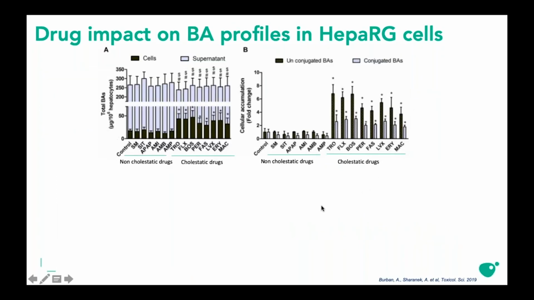To study the accumulation of toxic bile acids in the liver in drug-induced cholestasis, a study using a large set of cholestatic and non-cholestatic drugs investigated the accumulation of bile acids in HepaRG cells after 24-hour exposure to a mixture of exogenous bile acids. As we can see, only cholestatic drugs cause cellular accumulation of bile acids, while non-cholestatic drugs showed comparable levels of bile acid accumulation to those in control cells. Importantly, this cellular accumulation was characterized by more unconjugated than conjugated bile acids.